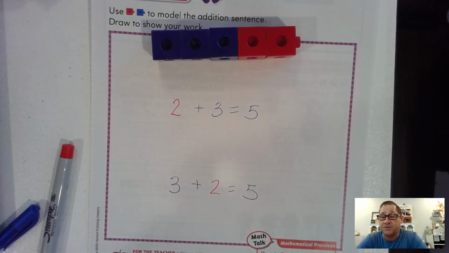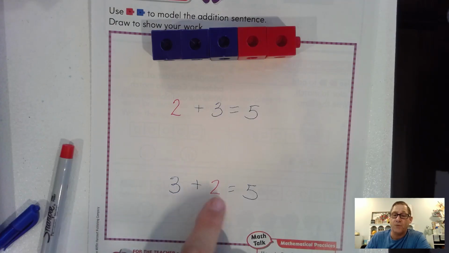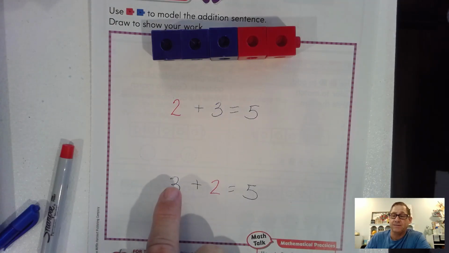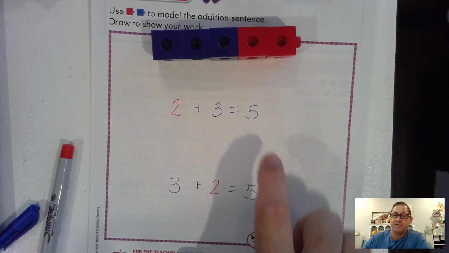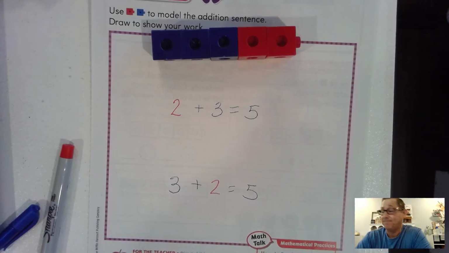I'm going to teach you a very special word, and I want you to see if you can say this word. What we're just showing right now is a very important math concept called commutative property. Can you say commutative? And that basically means that the order in which you add two addends will not change the sum. And that's what we're going to be practicing today.